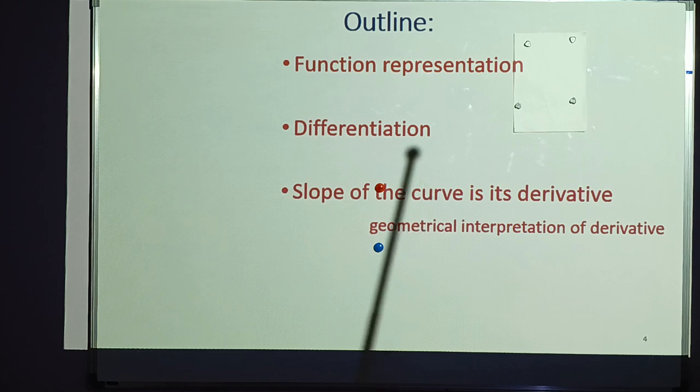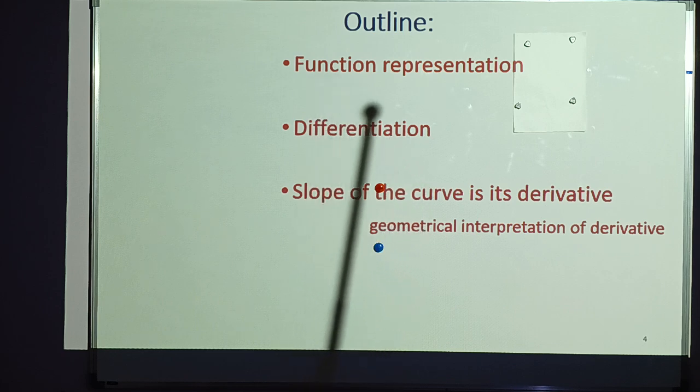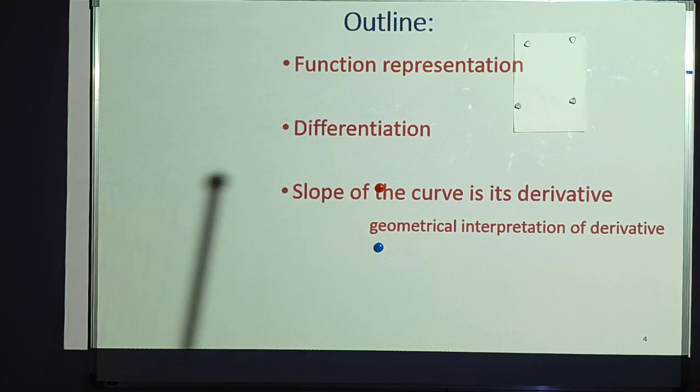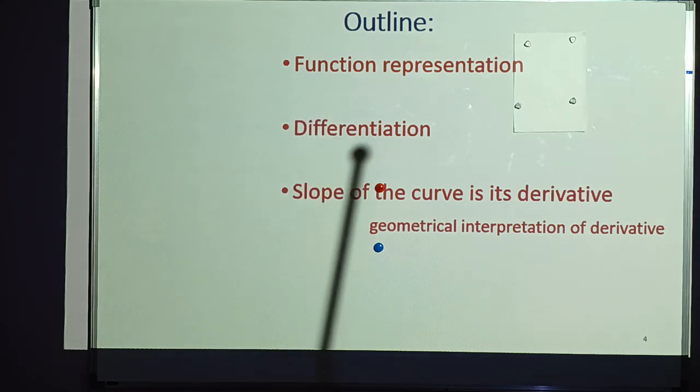In this video, I will discuss how a function is represented. First, I'll define what is a function and what is differentiation, how to differentiate a function, what is slope of a curve, and how is it related to the derivative. Geometrical interpretation of derivative is that it is the slope of the curve.